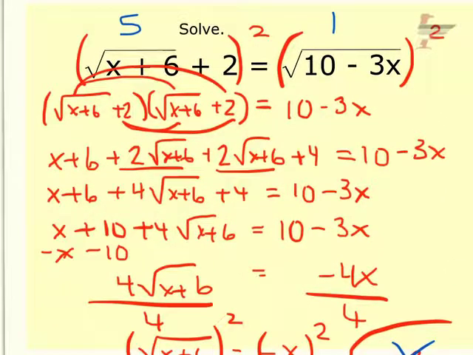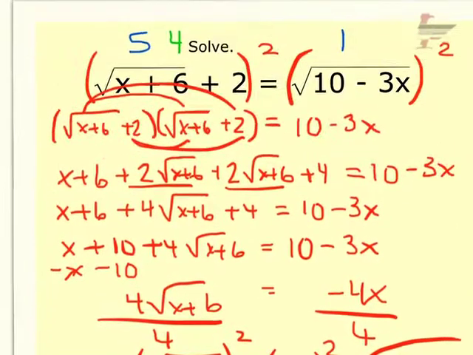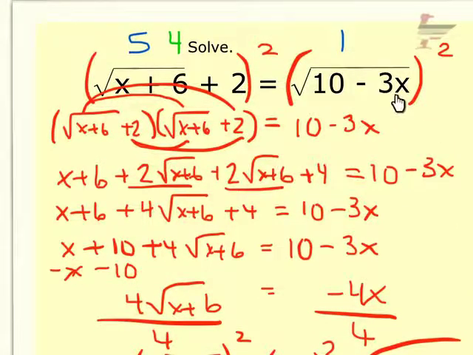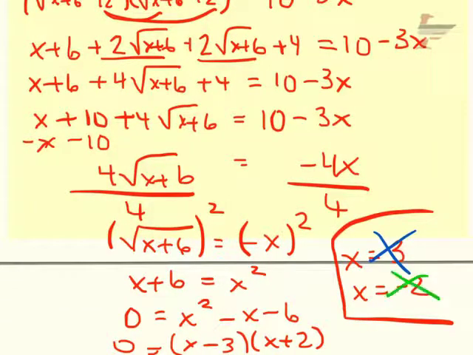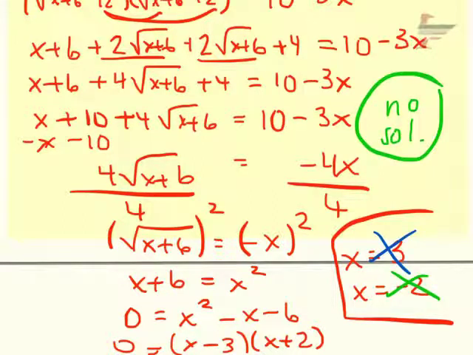Lastly, negative 2. Negative 2 plus 6 is 4. Square root of 4 is 2. Plus 2 is 4. And negative 2 times negative 3 is 6. 10 minus 6 is 4. And the square root of 4 is 2. So those don't match up either. So that means that I have no solution. Oh my. All that work to discover that I really have no solution.